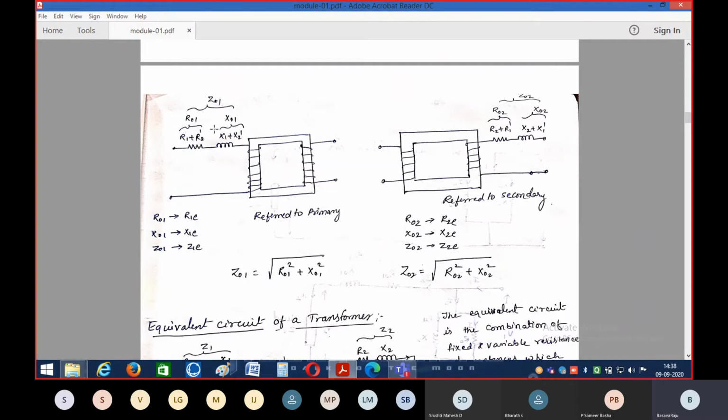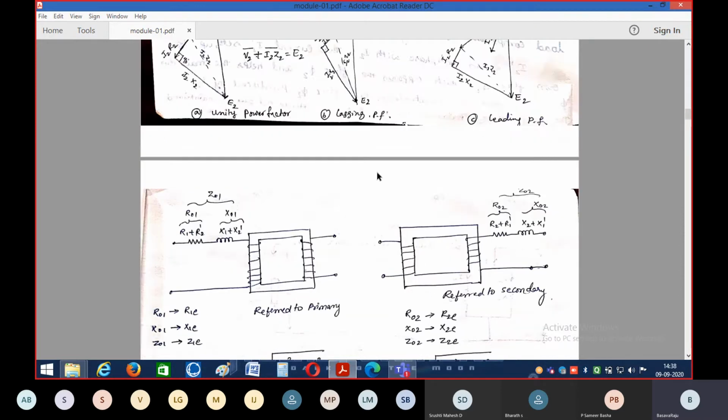Okay, here with respect to primary it is represented. See here, this is R1 having resistance, this is R2. The applied voltage across the primary winding is V1. The voltage across the secondary winding is equal to V2. The voltage induced in the primary winding is equal to E1. The voltage induced in the secondary winding is equal to E2.